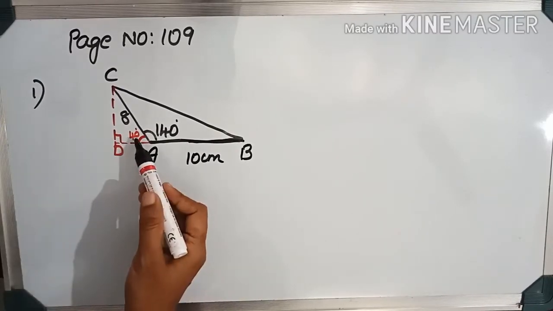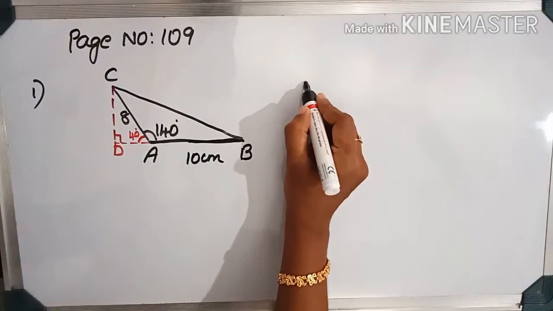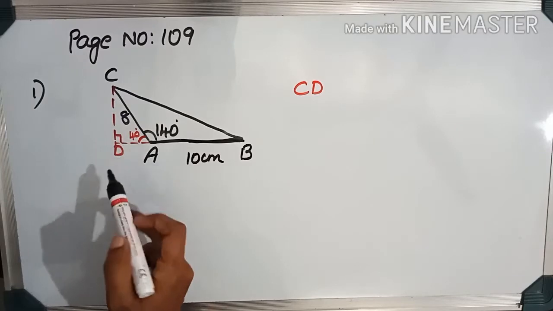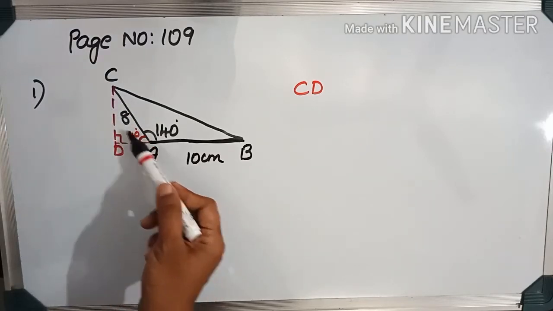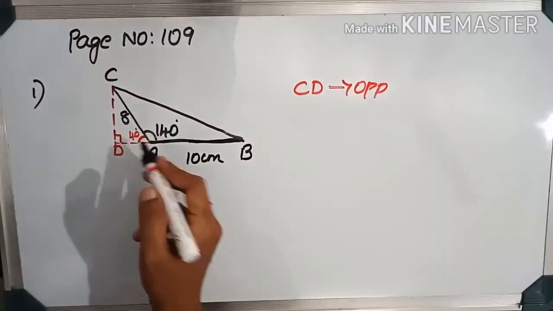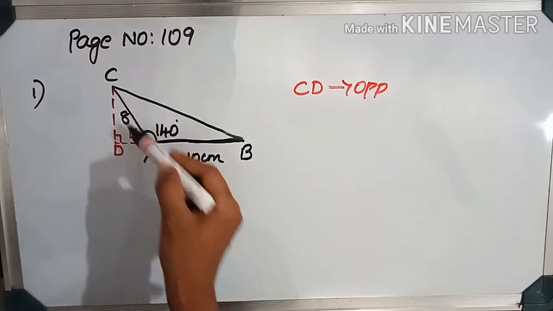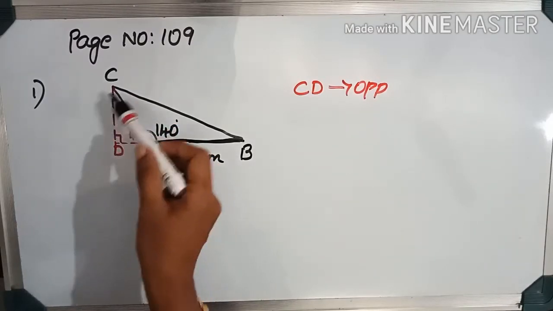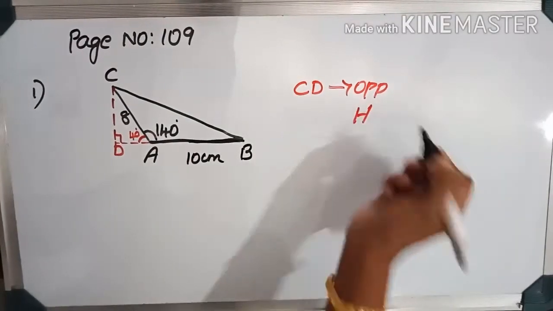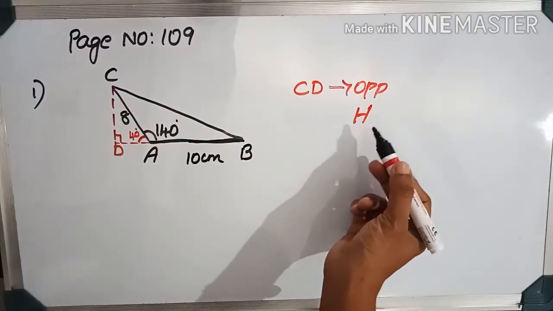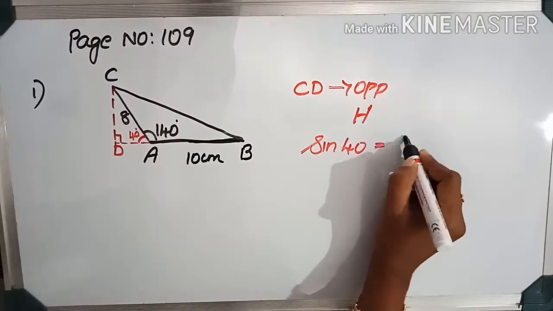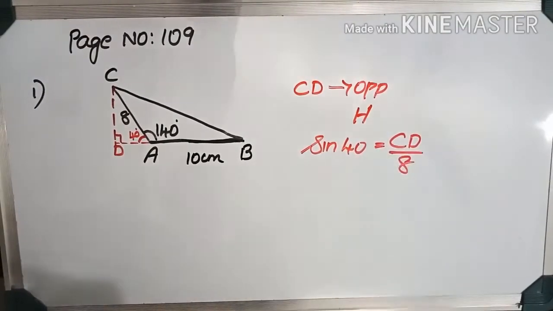And what we need to find here? We have to find the height, that is CD. For 40 degrees, which side is CD? When you consider triangle CDA, the side opposite to 40 degrees is CD. CD is the opposite side. And which side is given in the question? This 8 centimeter is the hypotenuse, opposite to the 90 degree angle. So with the opposite side and hypotenuse, the relation is sine. That is sine 40 equals CD by hypotenuse, that is 8.